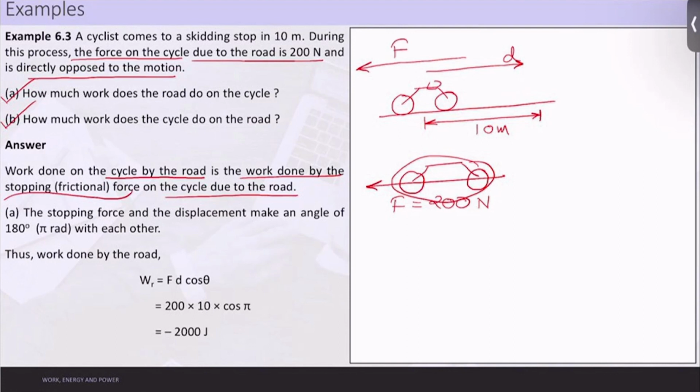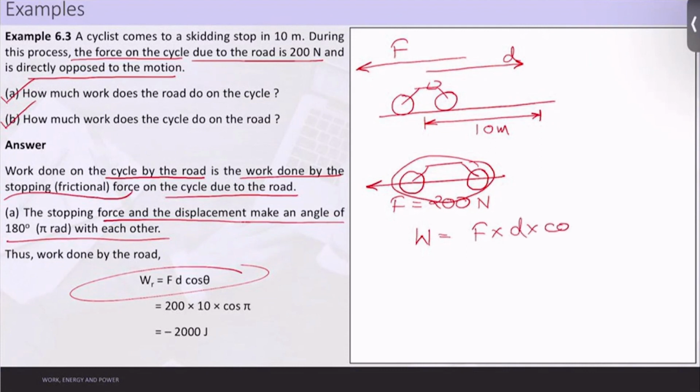So just reading here. The stopping force and the displacement make an angle of 180 degrees with each other. Therefore, we can write work done is equal to force multiplied by d into cos 180 degrees. Force is given as 200, displacement is given as 10, cos 180 is minus 1, and this is equal to minus 2000. We understood the units just before, which is joules.